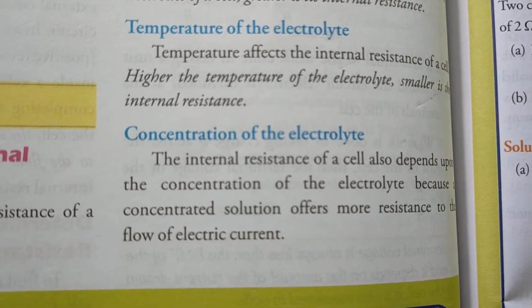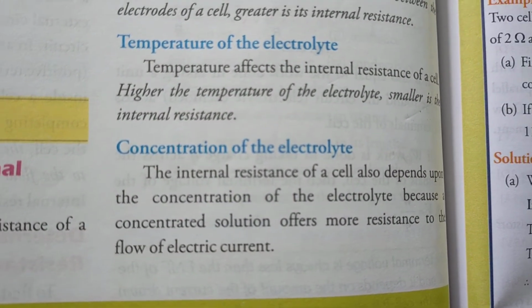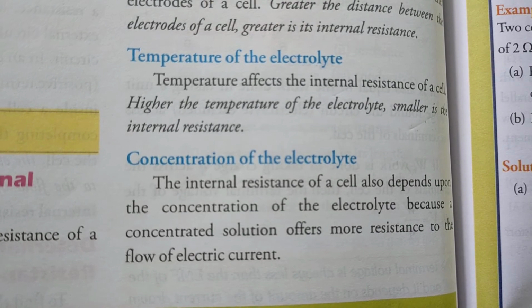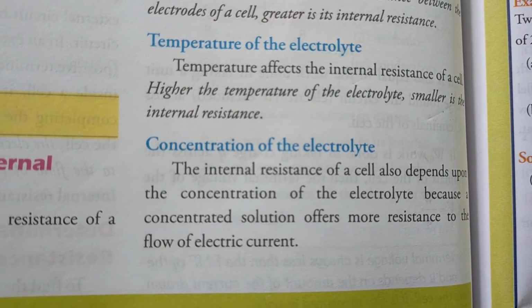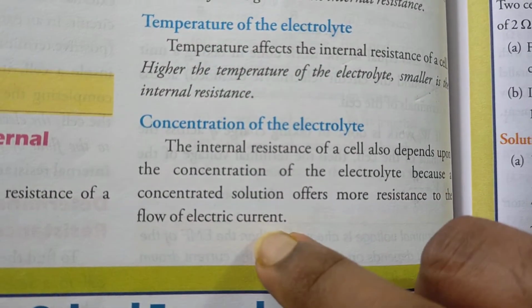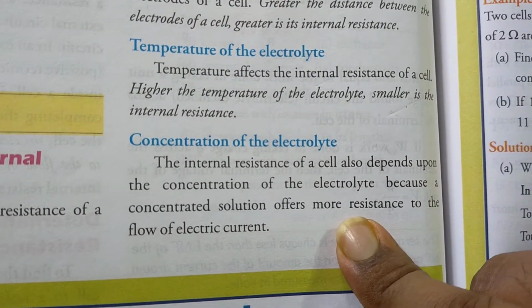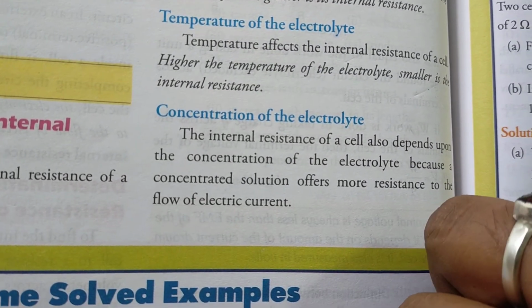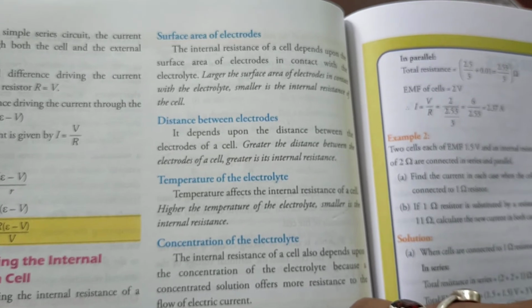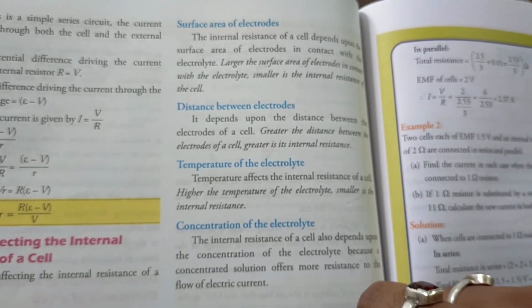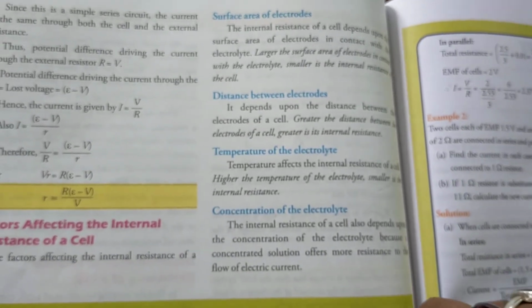And the density or concentration of the electrolyte: the internal resistance of a cell depends upon the concentration of electrolyte, because a concentrated solution offers more resistance to the flow of electric current. So these are the four factors which affect the internal resistance of a cell.